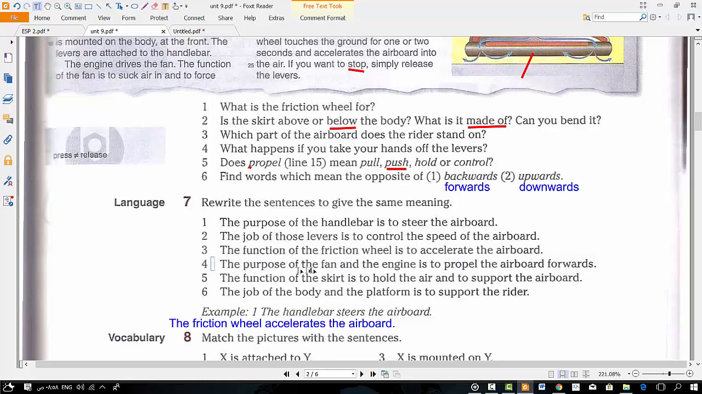Four. The purpose of the fan and the engine is to propel the airboat forwards. Let's say the fan and the engine. Okay, what do they do? The fan and the engine propel the airboat forward.